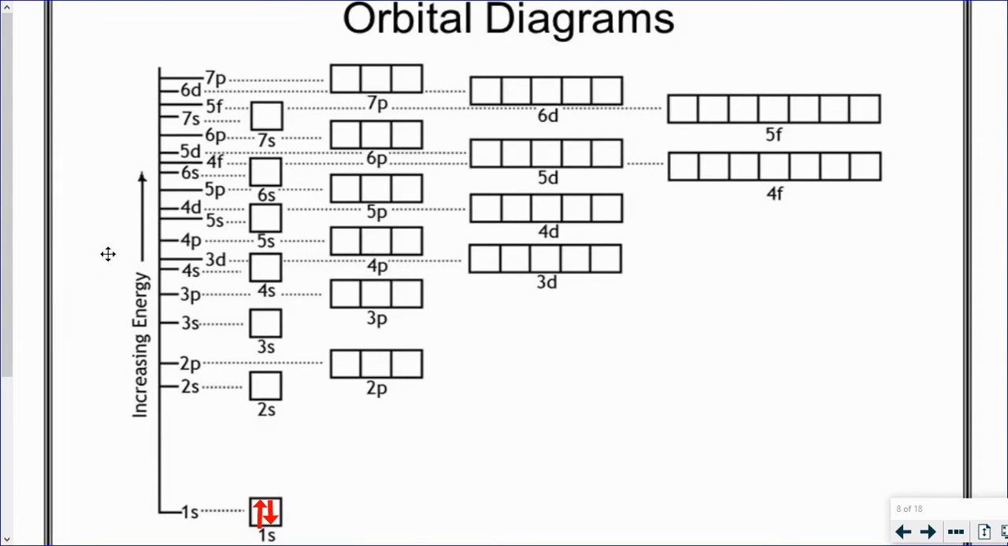Notice how on the left-hand side we have increasing energy. This shows how the potential energy of each of these orbitals is increasing.